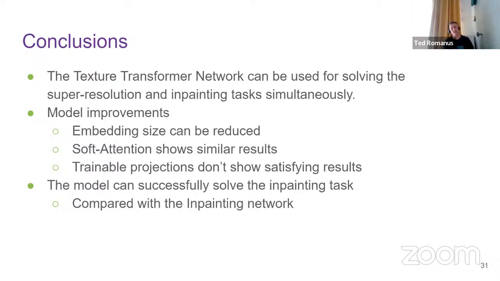I cannot exactly give you this information right now. From my experience, the size of the Edge Connect network was 10 times larger than the TTSR network. So TTSR is 7 megabytes and Edge Connect was 70 megabytes. The inference time was slightly slower, but I don't have any specific numbers right now.